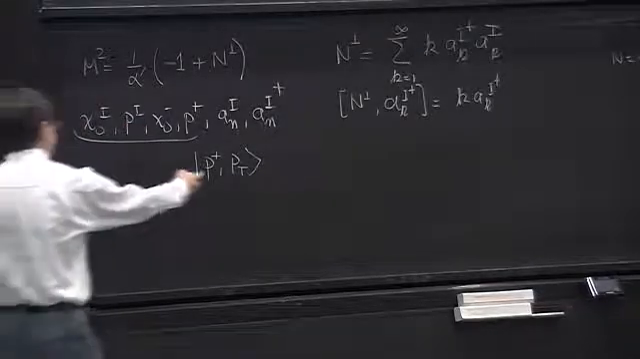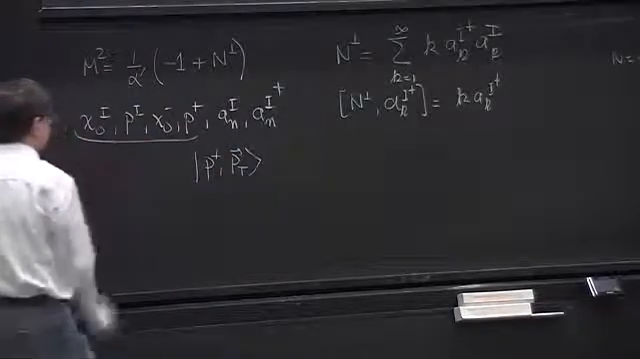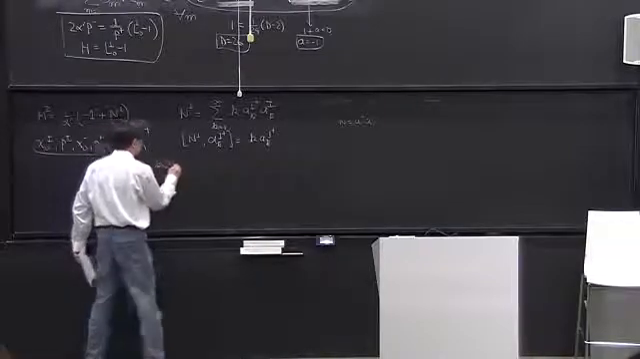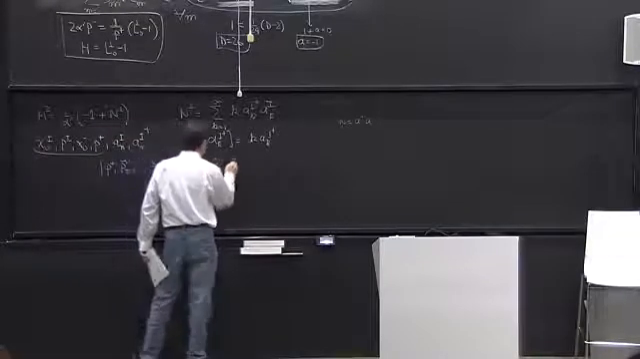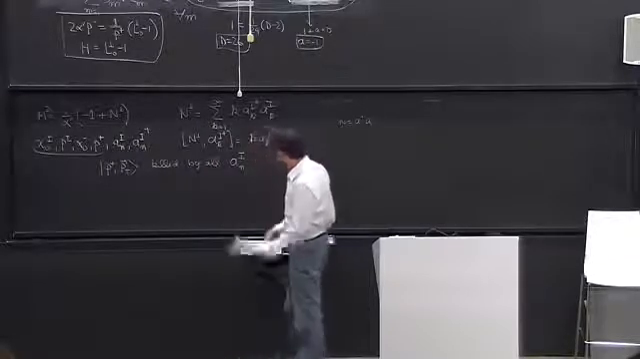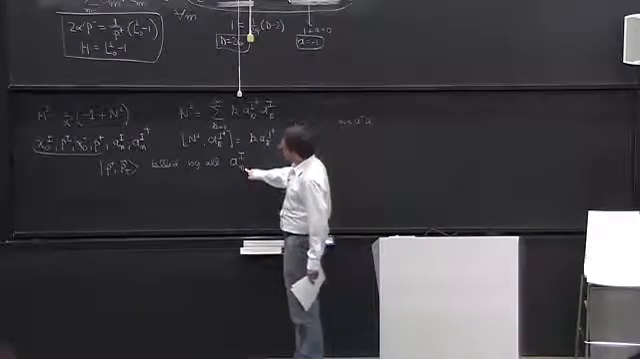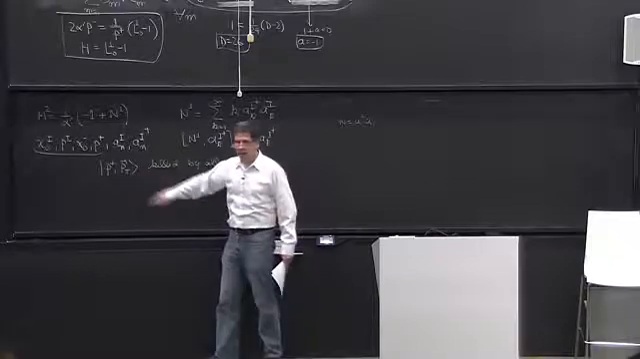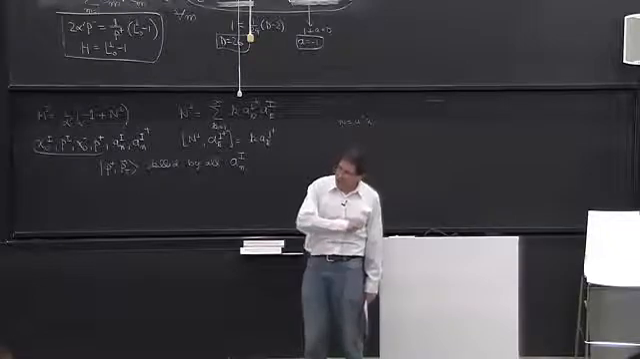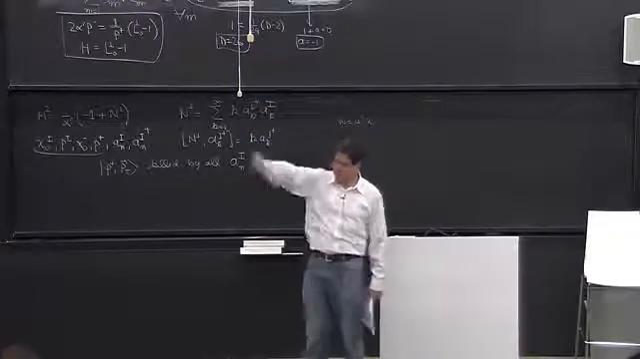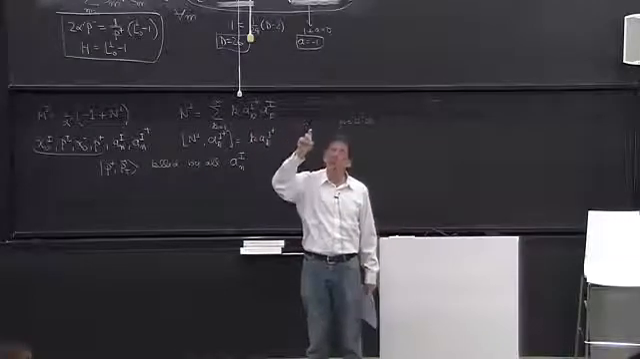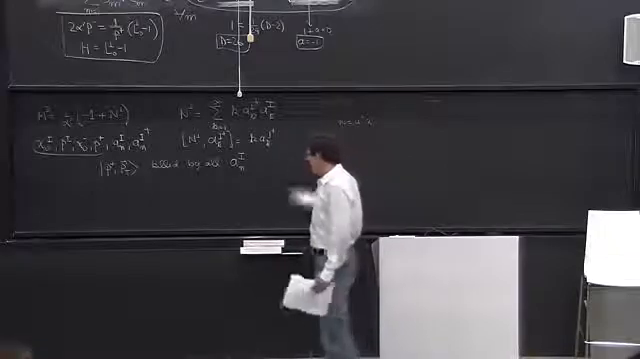P transverse is the collection of P_i's. And moreover, it is killed by all the a_n^i's. All the annihilation operators kill it. Remember, the a_n's are annihilation operators. So this is like a ground state of all the harmonic oscillators of every single mode. There are infinitely many modes. For each spatial direction, there are infinitely many modes: a_1, a_2, a_3 for direction 1, for direction 2, 3, 4, 5. All of them are killed by it.